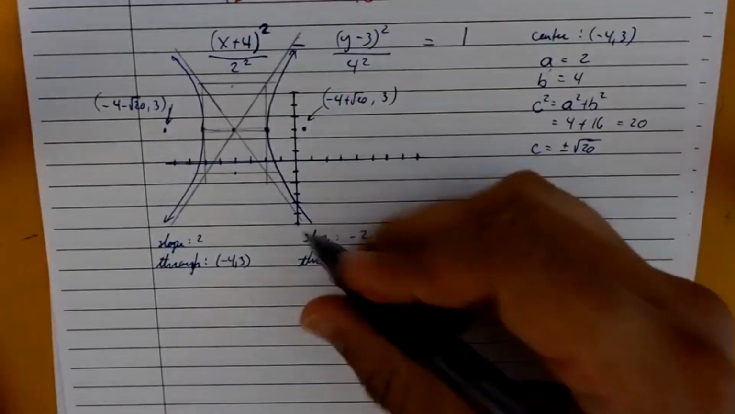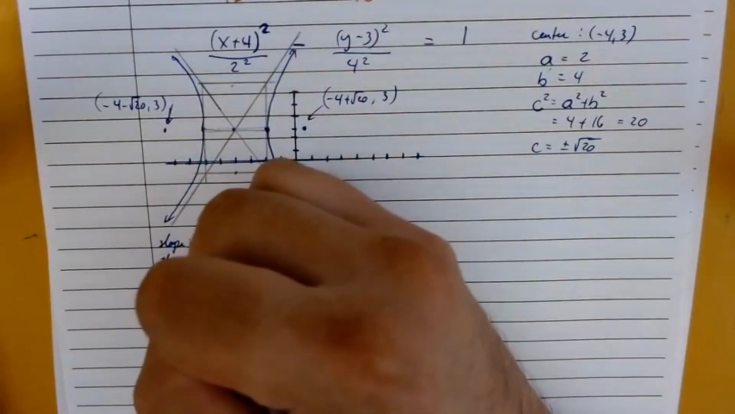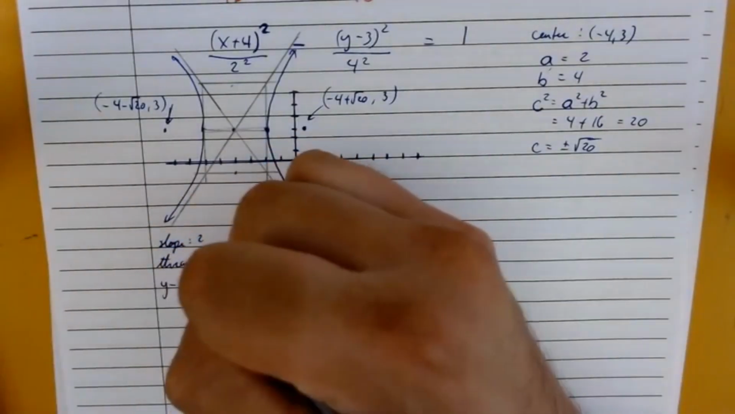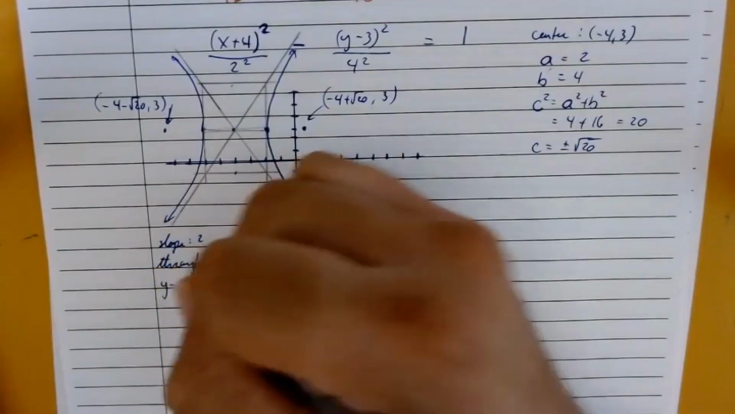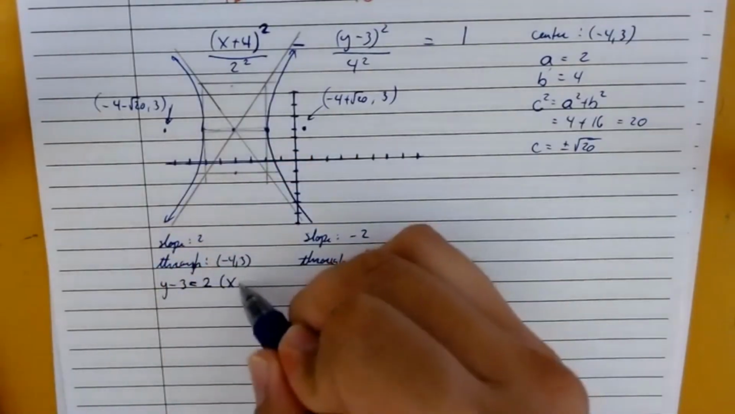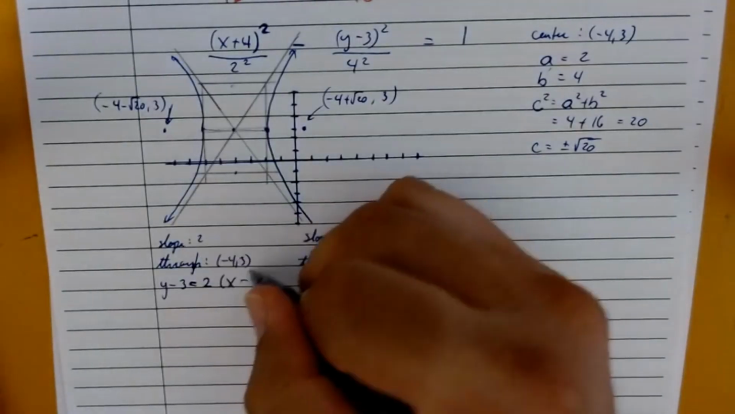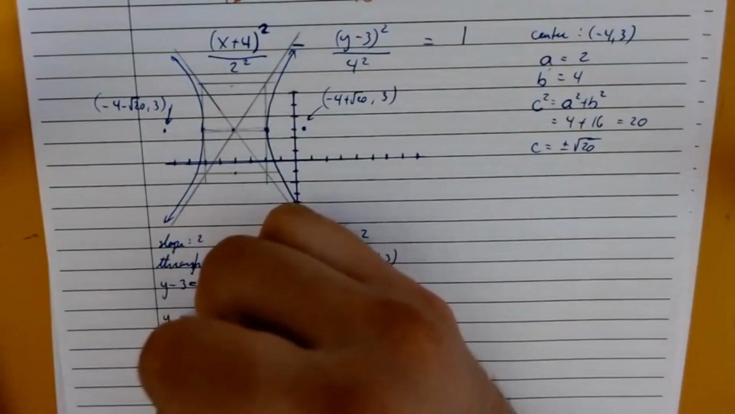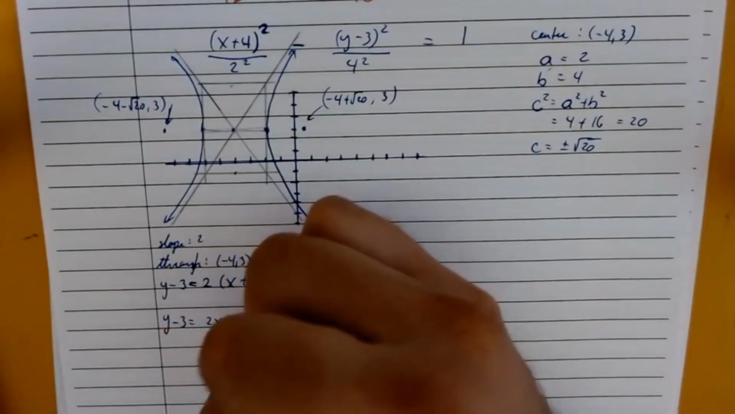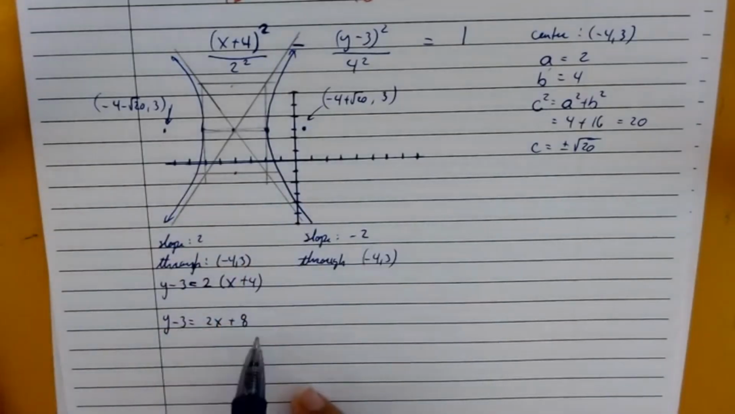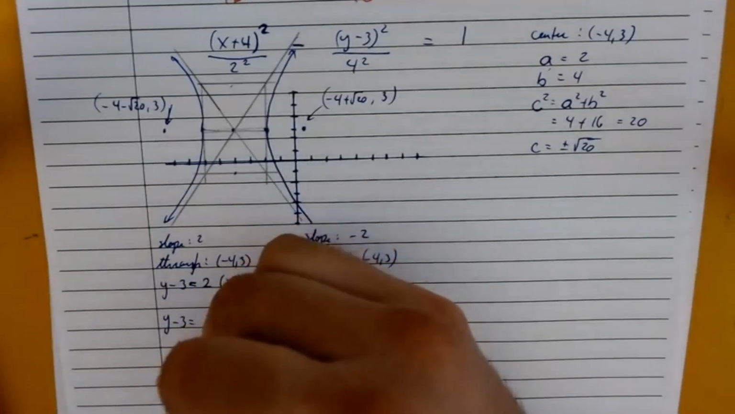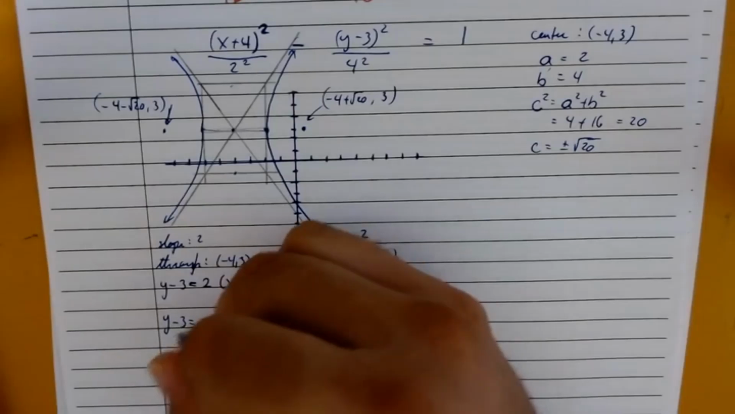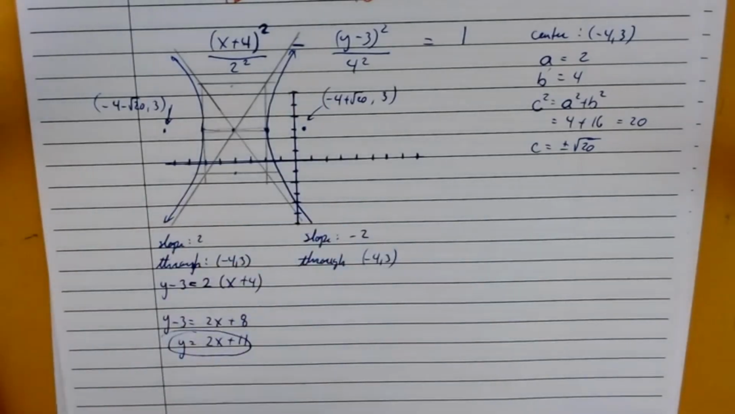We can now find our equation using the point slope form. We're doing this one first: y minus the y value is equal to your slope times x minus the x value. Minus a minus, we can write that as a plus. Distribute the 2. We get y minus 3 is 2x plus 8. And then add the 3 over this way to give you y equals 2x plus 11. So that's the equation of one of your asymptotes.